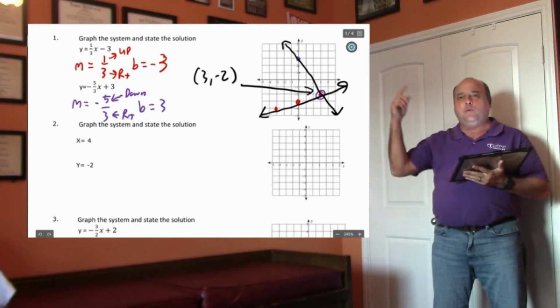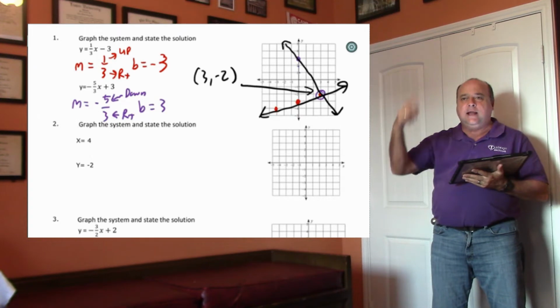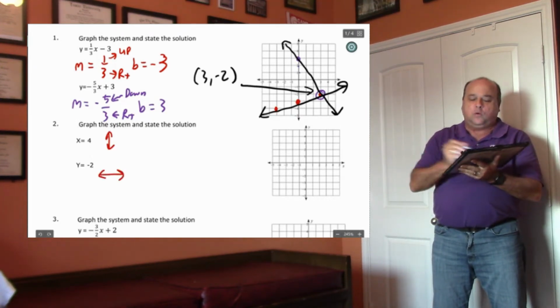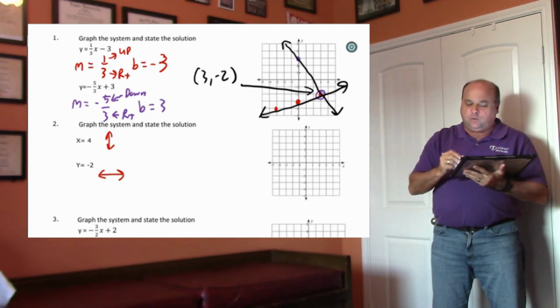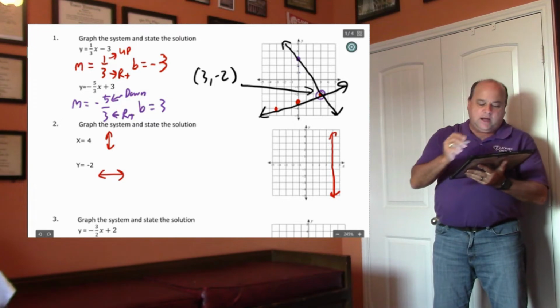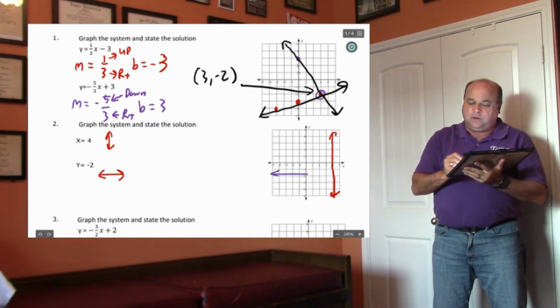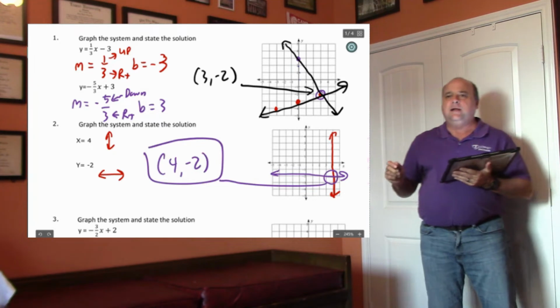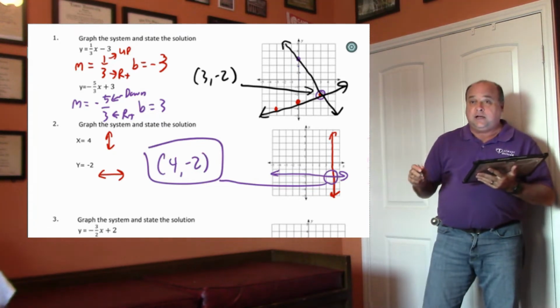Let's do number 2. Number 2 is pretty simple. We have an x-equal line and a y-equal line. An x-equal line will be vertical. A y-equal line will be horizontal. So let's graph x equals 4. It's going to be right here. And let's graph y equals negative 2. It's going to be right here. They intersect right here. And that ordered pair, Shazam, will be the same numbers, won't it? It'll be 4, negative 2. That's the ordered pair where those two lines will meet.